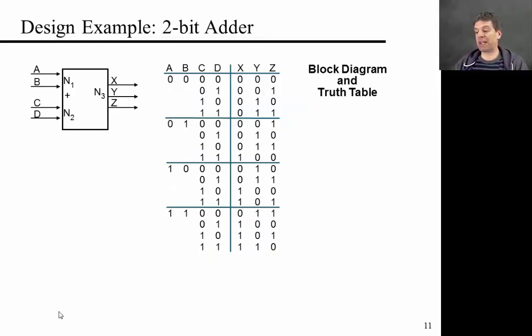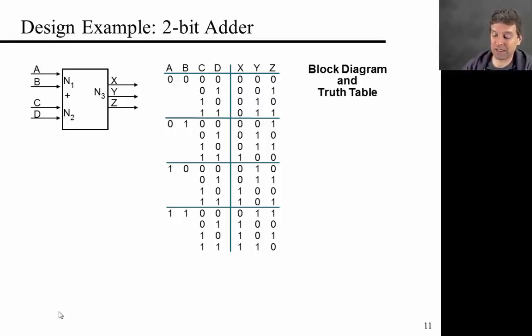Just for practice, let's do one design example using kmaps. The goal of this example is to design a 2-bit adder circuit, which is a useful circuit that we'll encounter again later. We have two 2-bit numbers as inputs. AB is one number and CD is another 2-bit number. The output is just the sum in binary of these two numbers. We want to design the circuit that realizes this particular set of truth tables.